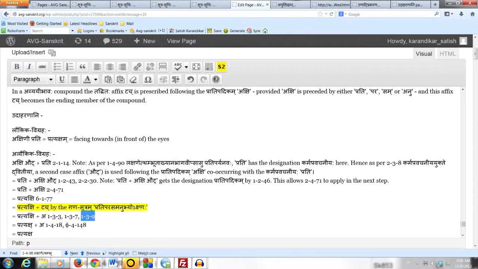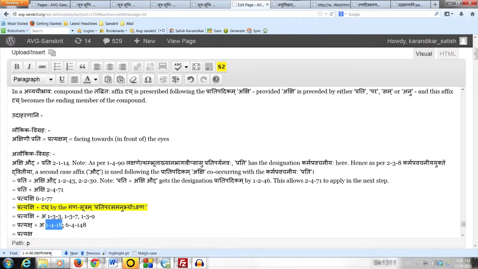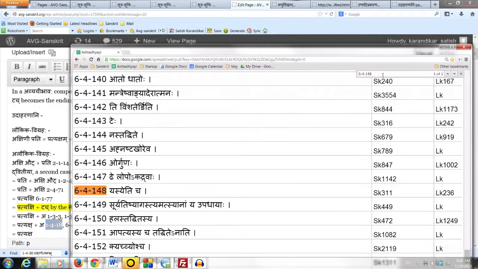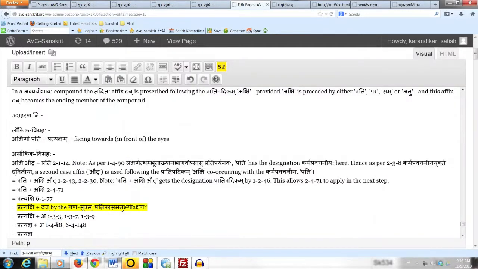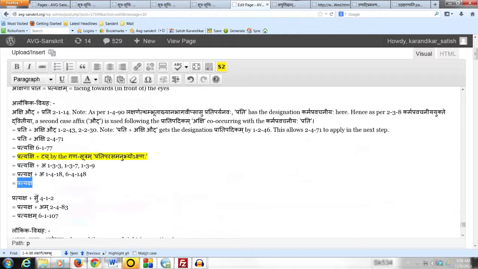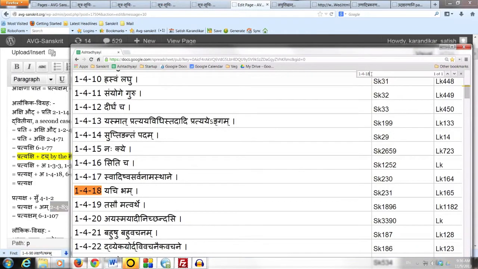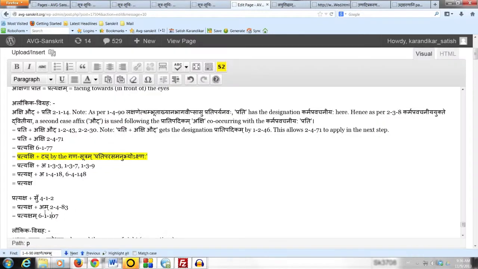And now by 6-4-148 Yasyeti Cha, the ending letter i of Pratyakshi is elided. It takes lopaha because Pratyakshi has the designation bha as per the Sutram 1-4-18 Yachi Bham, which is required to apply the Sutram 6-4-148. So the ending letter i of Pratyakshi takes lopaha by 6-4-148, and we get the Pratipadikam Pratyaksha. To that we add the default Prathama Ekavachana Pratyaya su. Then by 2-4-83 Navyayi Bhavad Ato Am Tv Apanchamyaha, su takes the substitution am, and then we apply Amipurvaha 6-1-107 to get the form Pratyaksham.